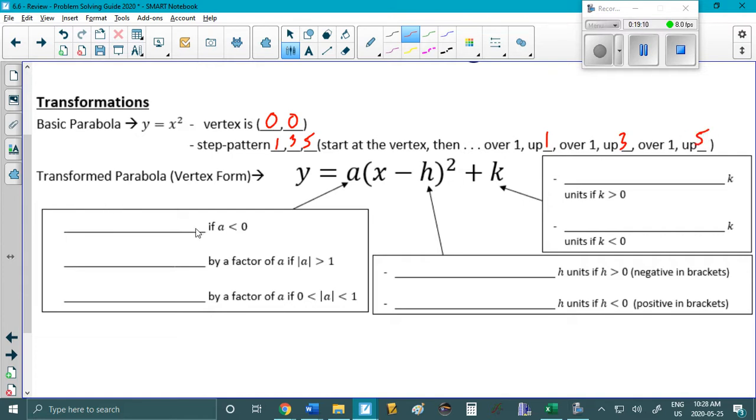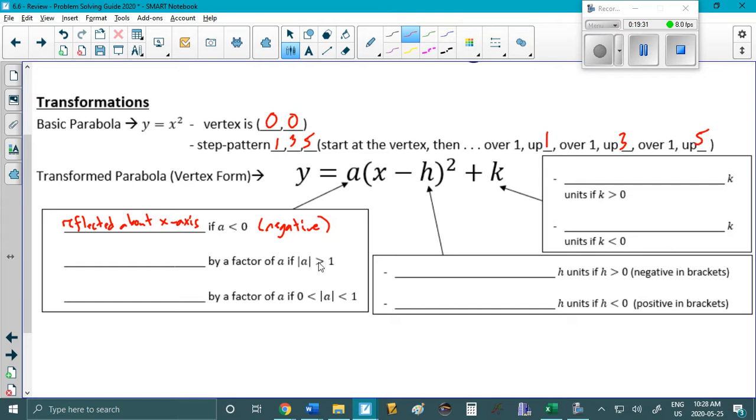And transform parabola. So if a is less than 0, so that means if a is negative, we say here reflected about or over the x-axis. Some people say flipped upside down. That's technically fine, I don't care.